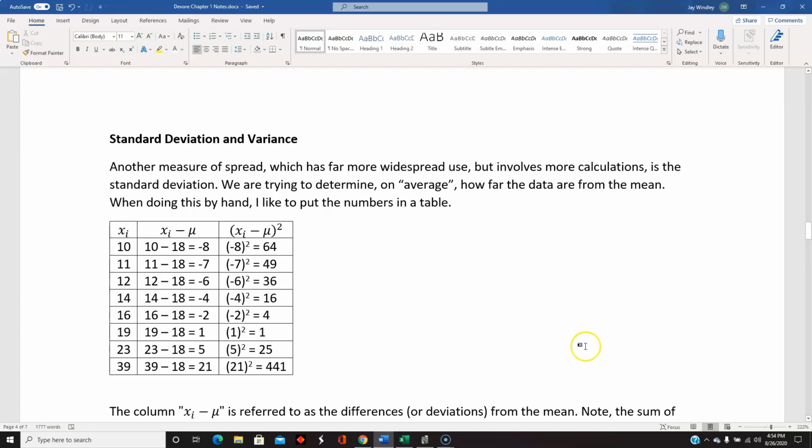So I've lined up the numbers in our data set, the 8 numbers in this column here. And the first thing I'm doing is I'm figuring out how far each of those numbers is away from the mean of 18. So I'm doing each x subscript i, each number in our data set, minus the mean. And I'm getting these numbers here. These numbers here are referred to as the deviations from the mean.